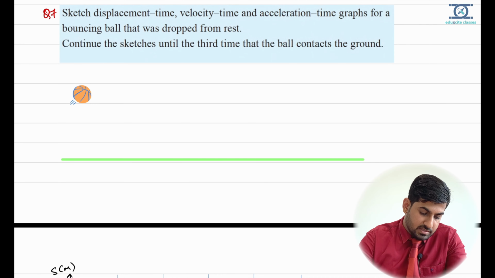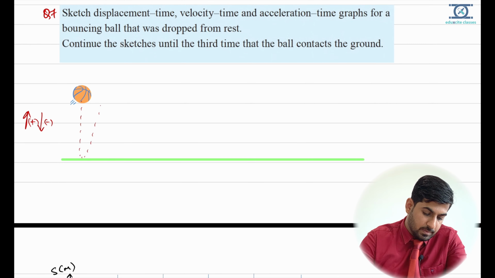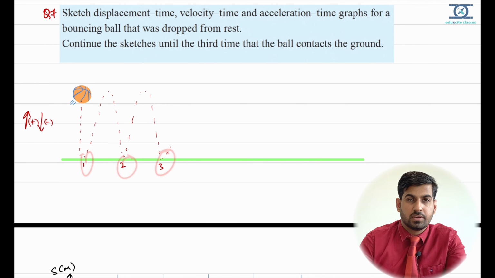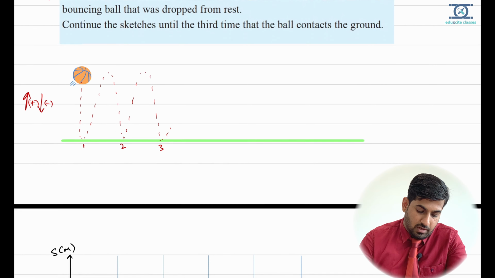So what will happen is, I will take upward as positive and downward as negative as usual. So it is moving in the downward direction, right? So it will go like this, it will bounce again, it will go like this and like this. So we have to do it for the 3 times the ball contacts the ground. So this is the first and then second and then third. So till here we have to draw the graphs. Okay. So just look and check your answers.